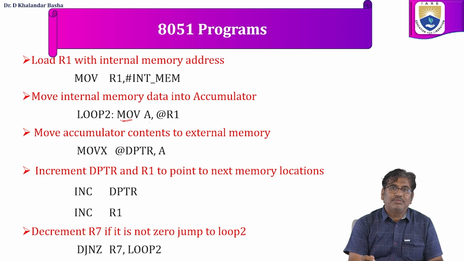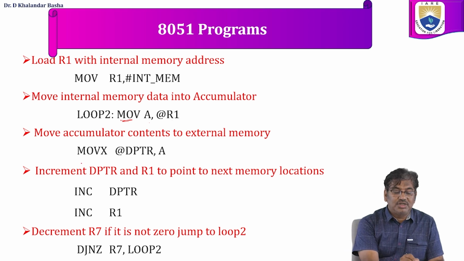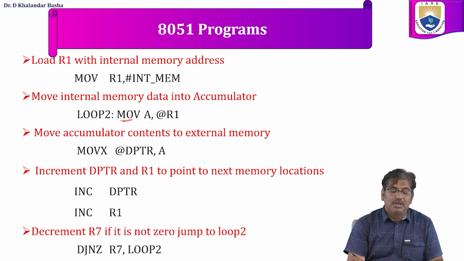Then this accumulator content we want to move to the external memory. For moving to the external memory, we are going to use the MOVX instruction. So MOVX @DPTR, A. Next, for pointing to the next memory locations, increment DPTR. For internal memory, increment R1.